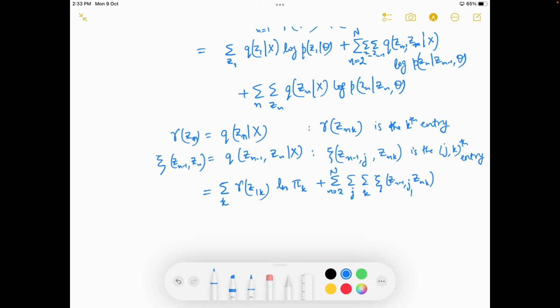Right? Times log of P Zn given Zn minus 1. What is this in the HMM notation? Transition probability AJK, right? AJK, the probability of transitioning from jth state to kth state.